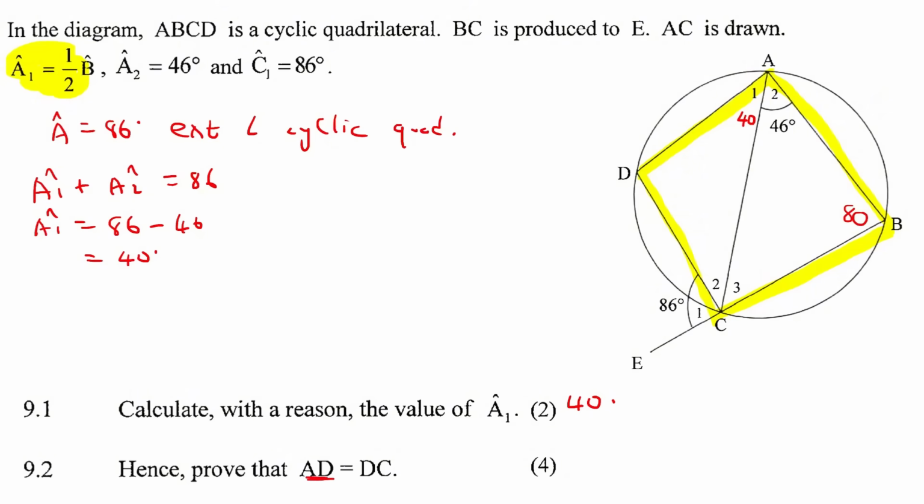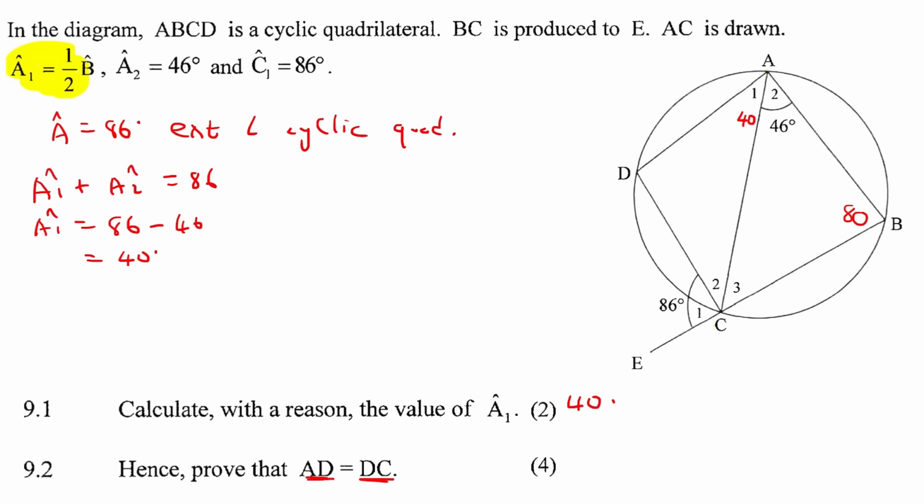Prove that AD is equal to DC. So AD is equal to DC. What they actually mean by that is prove that these two angles are equal. Why? Well, if those two angles are equal, then inside this triangle here, if this is 40 and this is 40, then we could say that these two sides are the same because of sides opposite equal angles. We got to try show that that is 40 degrees.